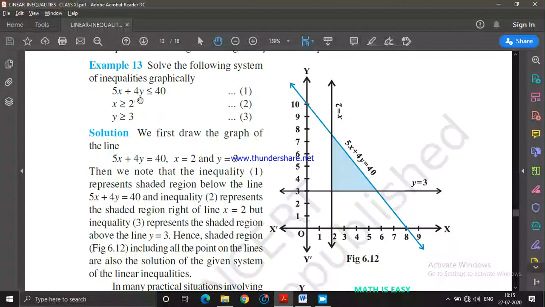Okay, next 5x plus 4y equals 40. To represent this line, you may use the color pencils, no problem. Then you will come to know where all the 3 lines, or all the 3 colors, meet. This is the triangular region. So you take any point within this region, which is going to satisfy all the 3 equations.